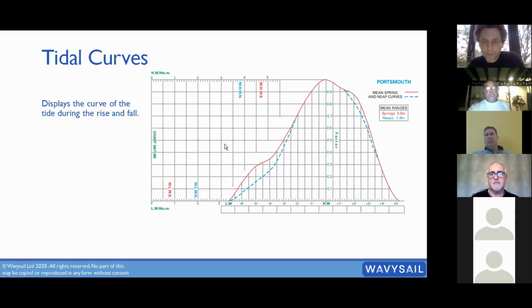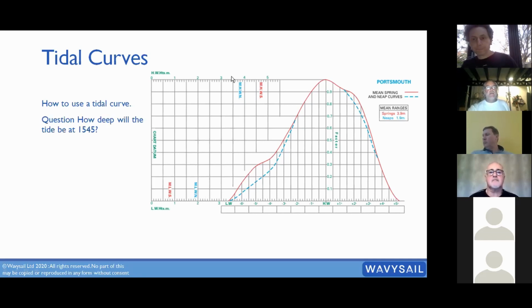Okay. So how do we use this tidal curve? There's all these numbers on the left and all these bits and pieces going on. Okay. So question for us, just saying, how deep will the tide be at 1540?